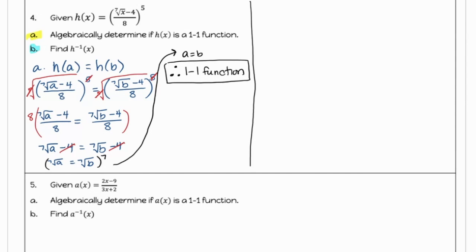Now that I have a one-to-one function, I can go ahead and find the inverse of this function. So I'm going to rewrite it in terms of x and y. I'm going to swap it now. And I'm going to solve for my new y. So the first thing I need to do is, again, get rid of that exponent of 5. And the only way to get rid of it is to fifth root both sides.